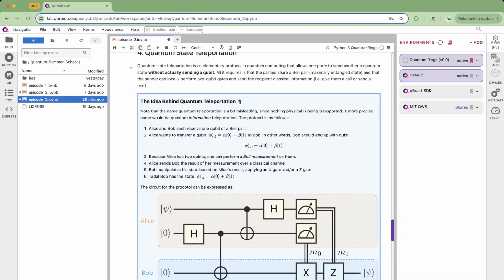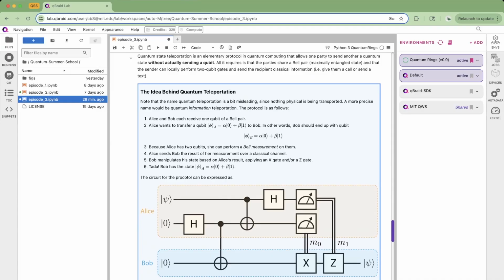So now let's look at quantum teleportation in the coding notebook. So remember the steps of the protocol. So Alice and Bob are going to share a Bell pair. And Alice also has a state that she wants to teleport to Bob.